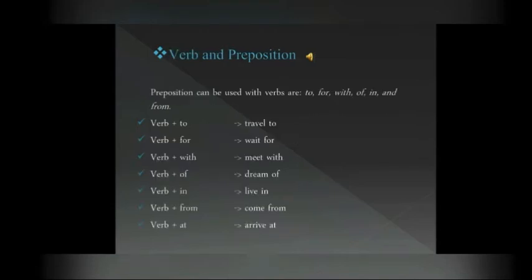Verb and preposition. Prepositions that can be used with verbs are to, for, with, of, in, and from. The first is verb plus to. For example, travel to, and the sentence is, I am traveling to England tomorrow. And next there is verb plus for. For example, wait for, and the sentence is, I am waiting for the bus.